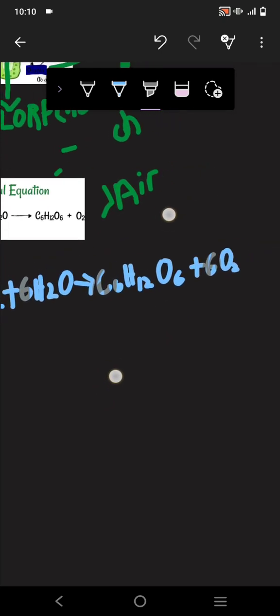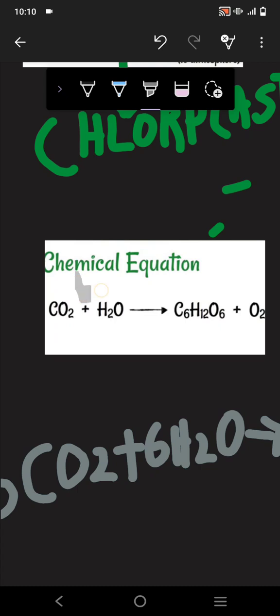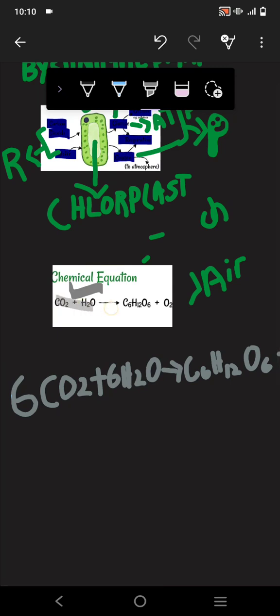This oxygen, as I told you, will be released in the air for us. The glucose will be for the betterment of the plants, and this water will be going in through the roots, and the CO2 will be for the plant as well, because the plant does photosynthesis using the CO2. So this is how the equation was before and this is after. I hope that is clear now.